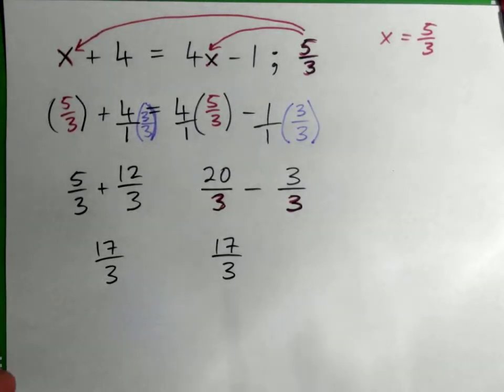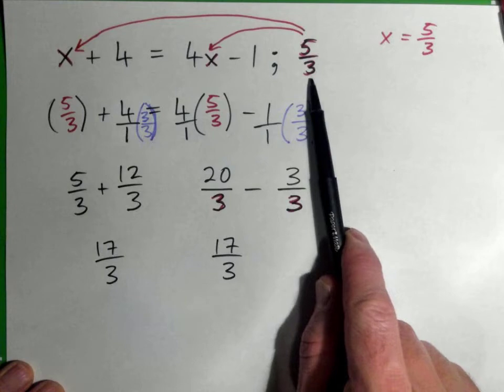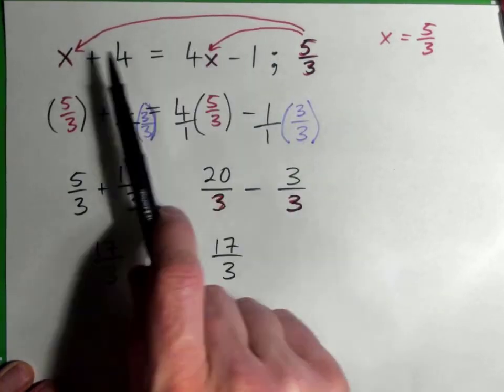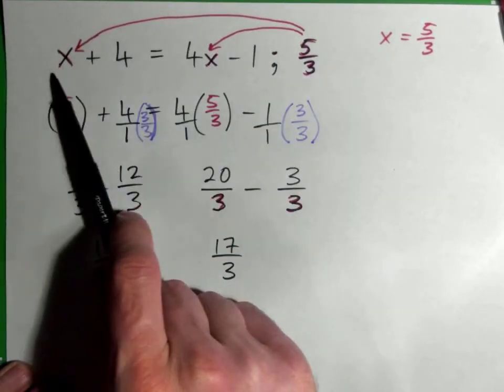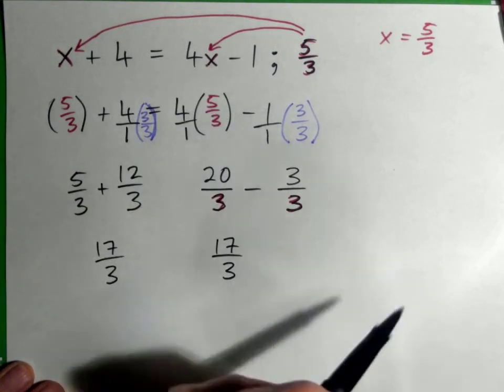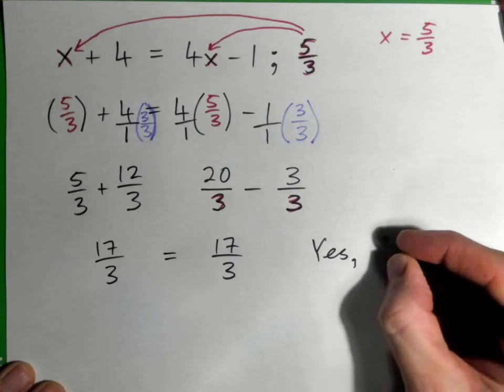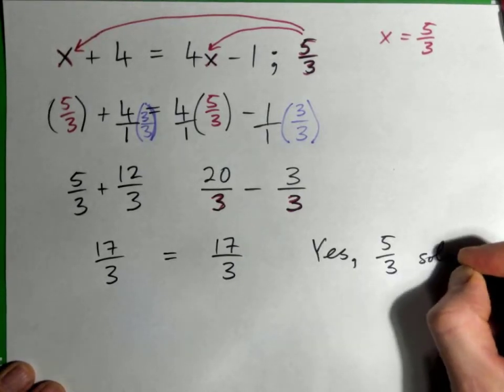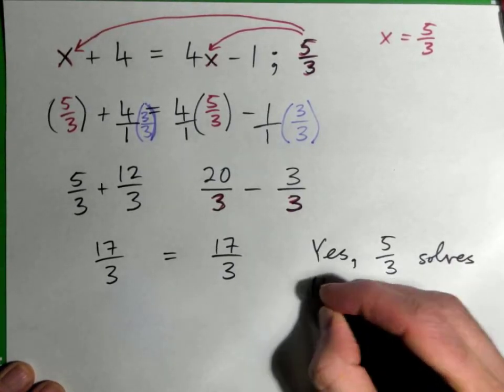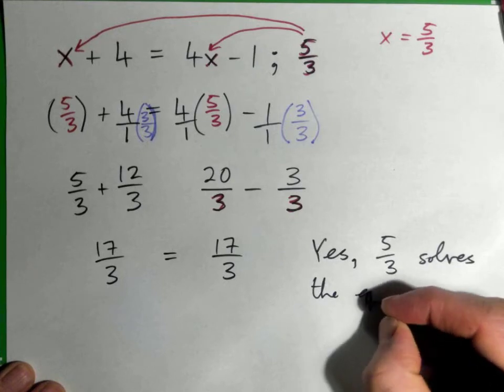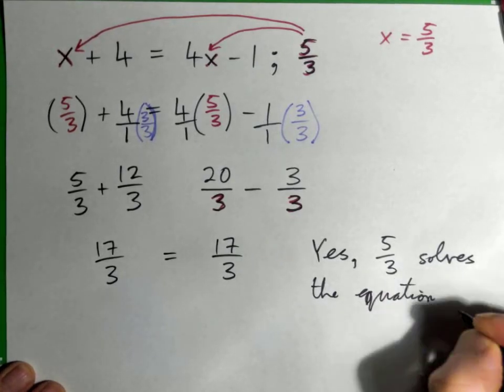So what can we say? What's the answer then? It's correct. Yeah, this is correct. This number does solve the equation because when I plug it into the equation, I get the same thing on both sides. So the answer is yes. 5/3 solves the equation. There we go. Good.